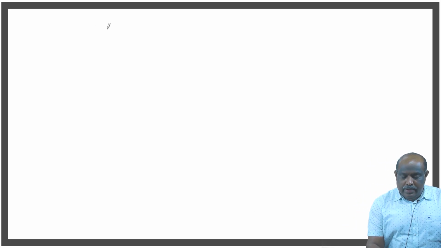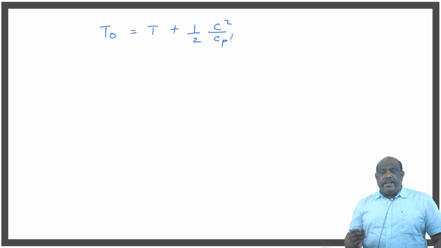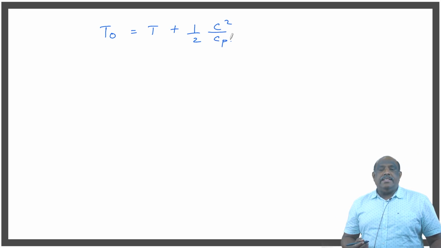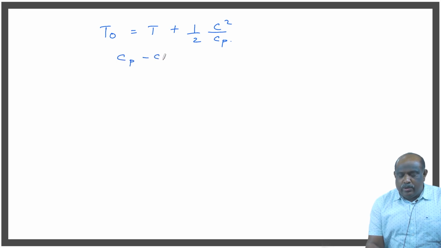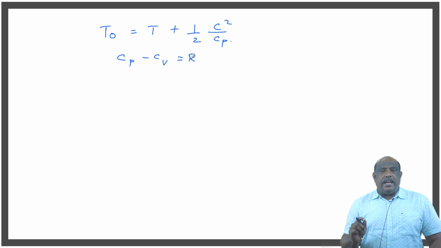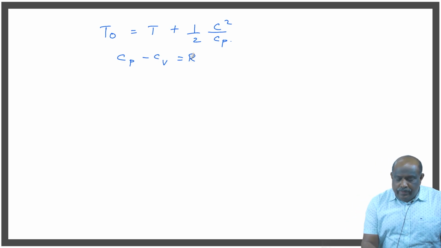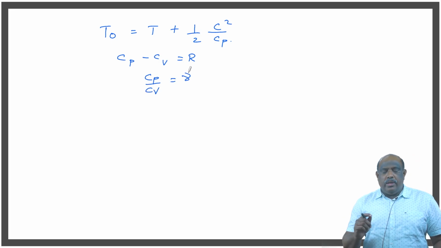So we have T naught equal to T plus 1 by 2 into C squared by Cp. What is the relationship between Cp and Cv? We already know from our school standards that Cp minus Cv equals R, where R is called the characteristic gas constant. And also we know that Cp by Cv equals gamma, the ratio of specific heat capacities.